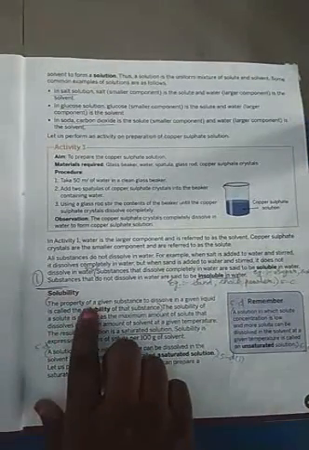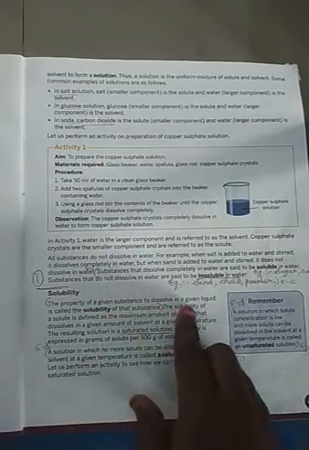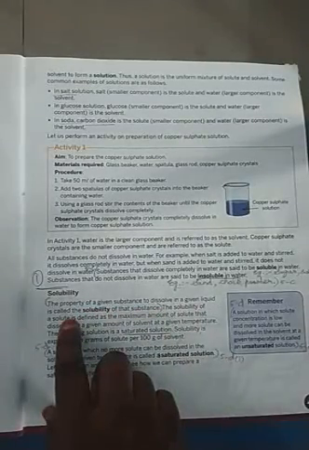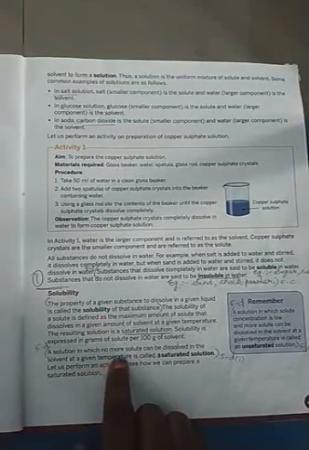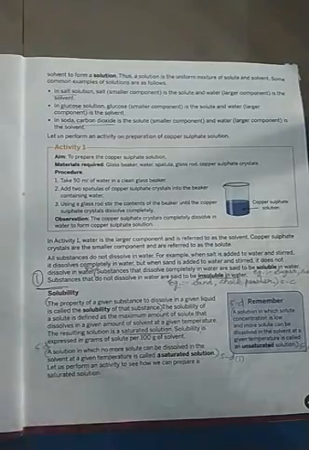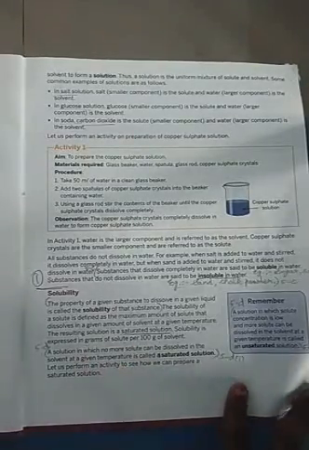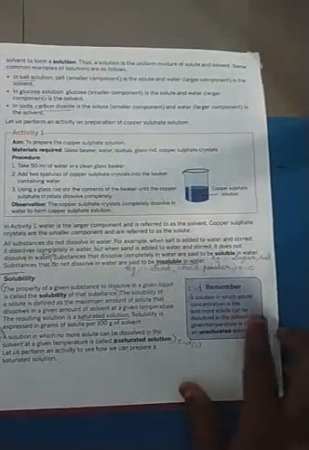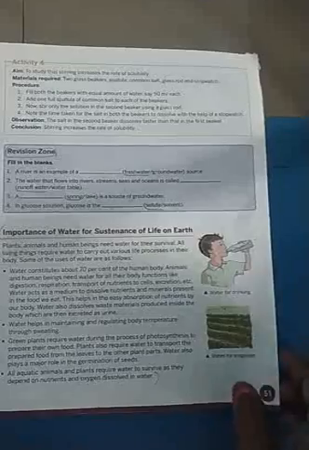Now we are going to define what is solubility. The property of the given substance to dissolve in the given liquid is called solubility. Then the solution in which no more solute can be added is called the saturated solution. And if more solute can be added, then it is called an unsaturated solution.